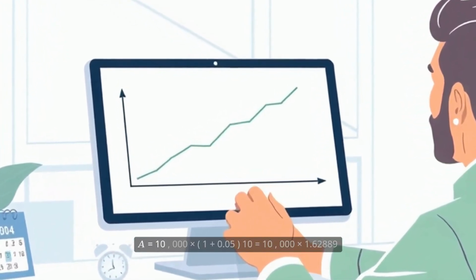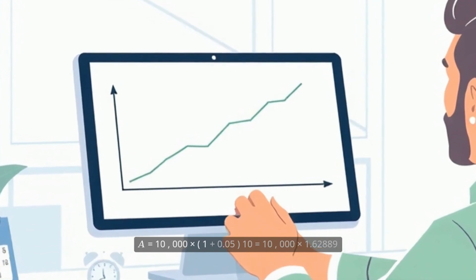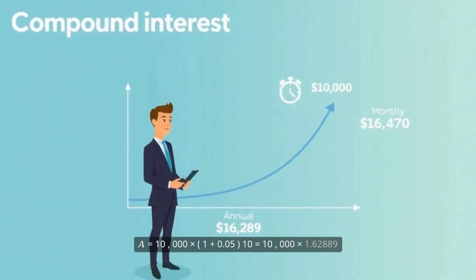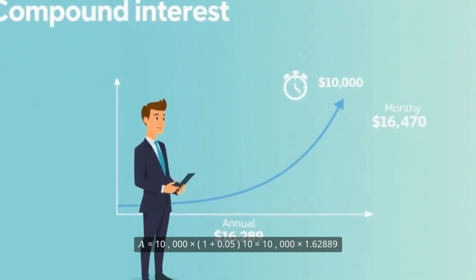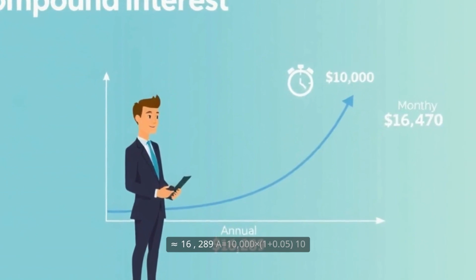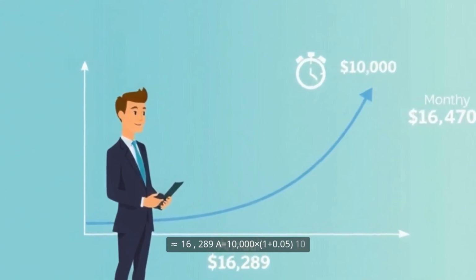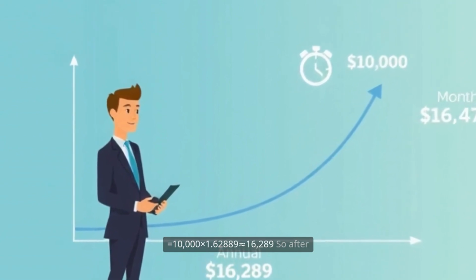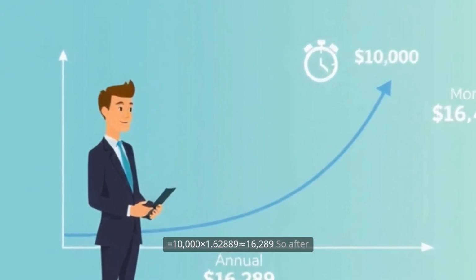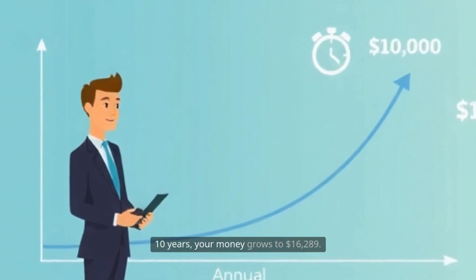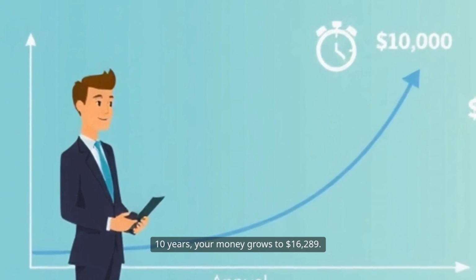A equals 10,000 × (1 + 0.05)^10, which equals 10,000 × 1.62889, which equals 16,289. So after 10 years, your money grows to $16,289.